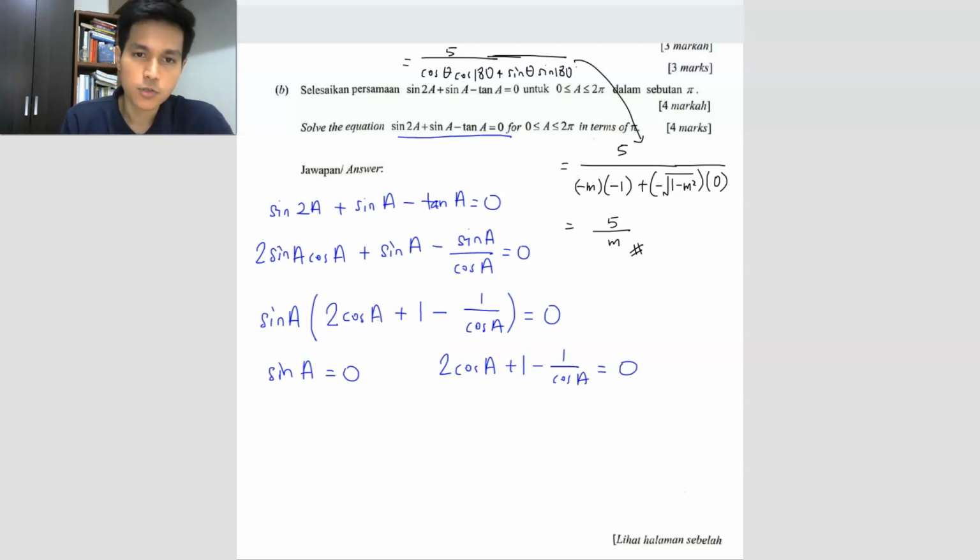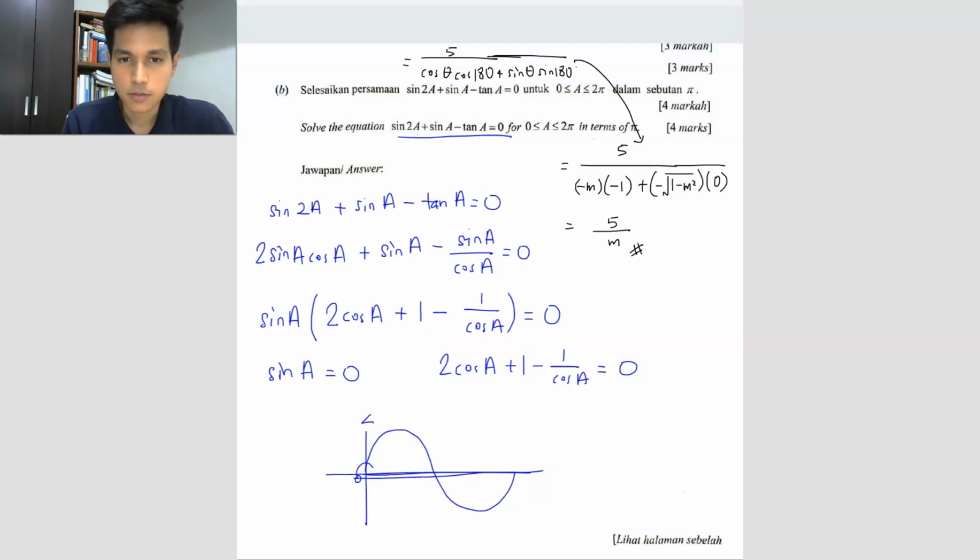So in what situation do you get sine equals 0? You can use your calculator, or if you understand the graph, the sine graph is like this, right? So in what situation do you get 0? These 3 points: here is 180 degree, here is 360 degree, and here is 0 degree. So it only happens in these 3 situations. So A equals either 0 degree. 0 degree means 0 radian. Because they say in terms of pi, you change it to pi.